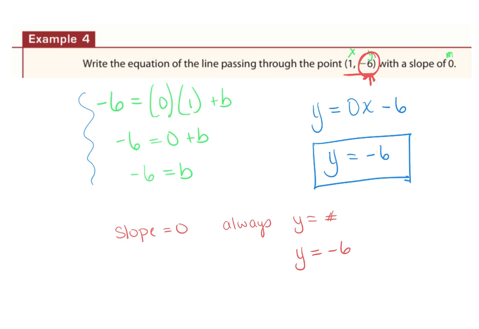So a slope of 0 is always going to be just y equals a number. And if they gave you a point, it's going to be the y value of that point.